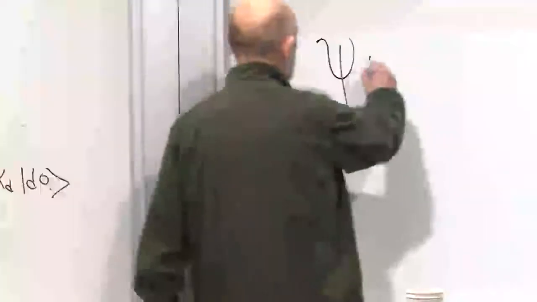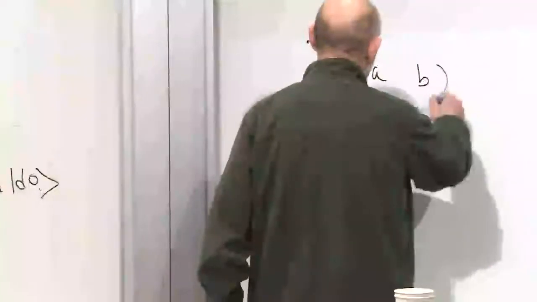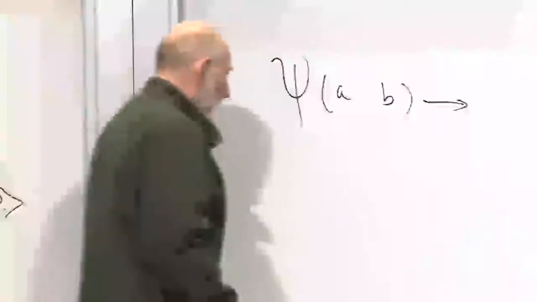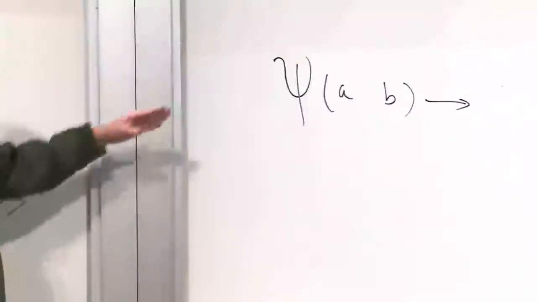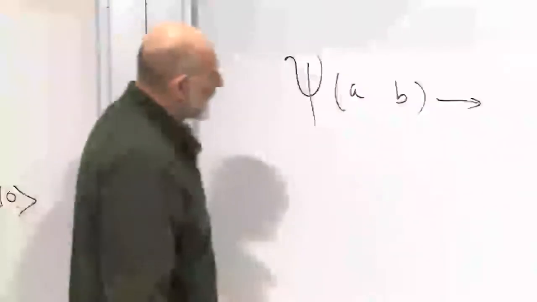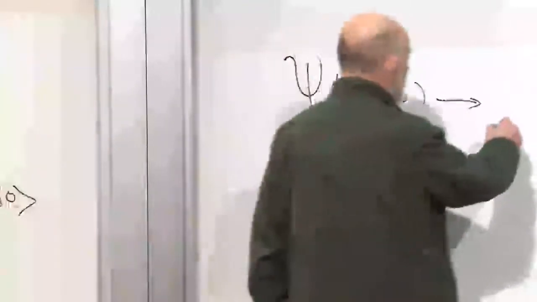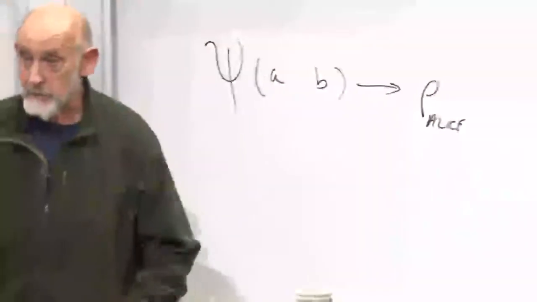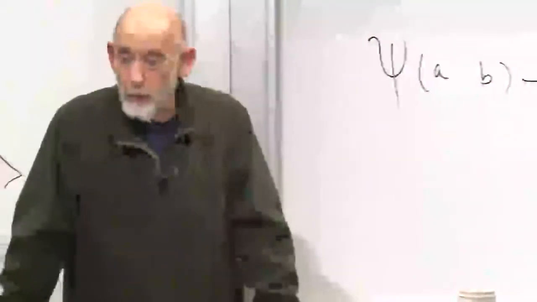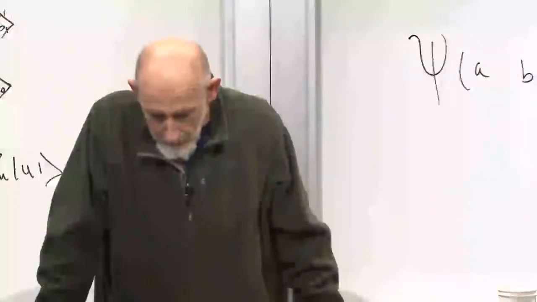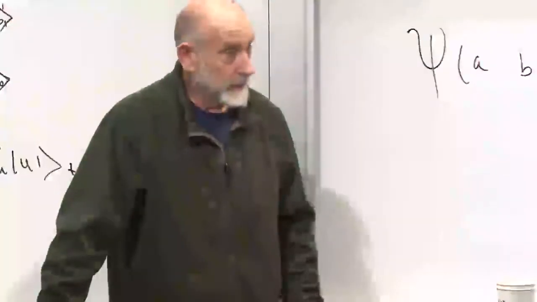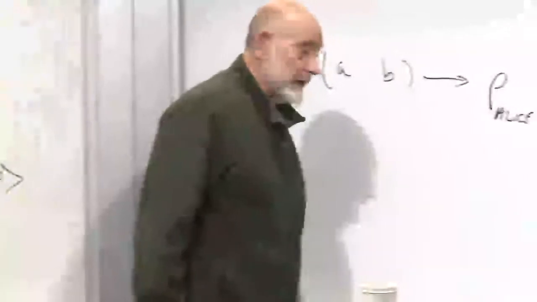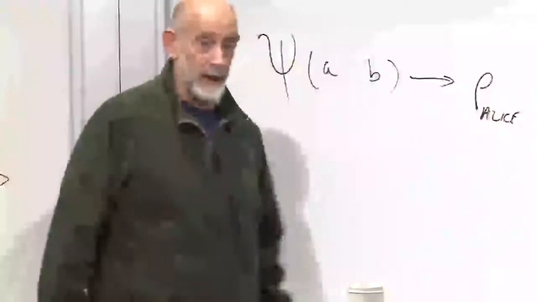It has a wave function psi of A and B, and from that system you can construct a density matrix. Here's Alice and Bob. You can construct a density matrix rho for Alice. That density matrix contains every possible statistical prediction that Alice can ever make for her subsystem A.